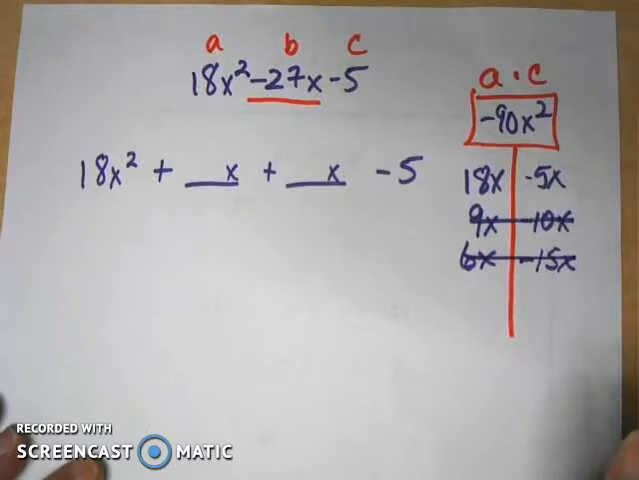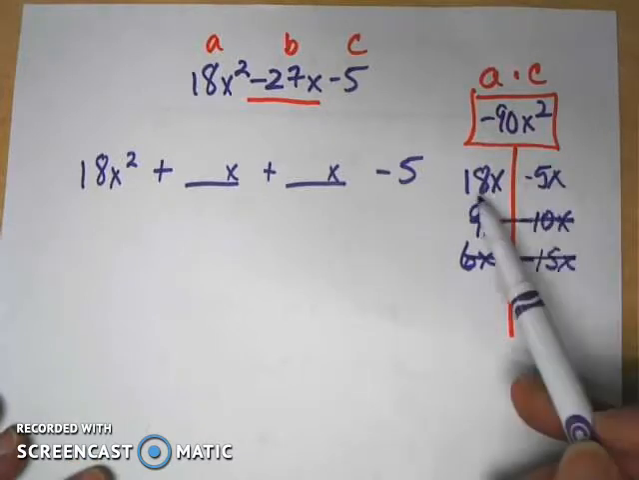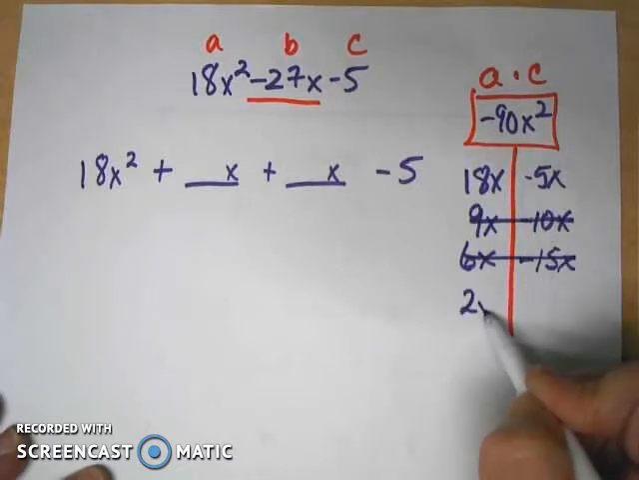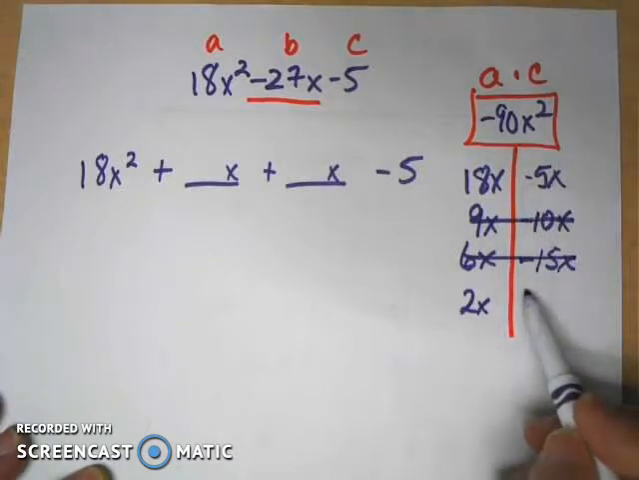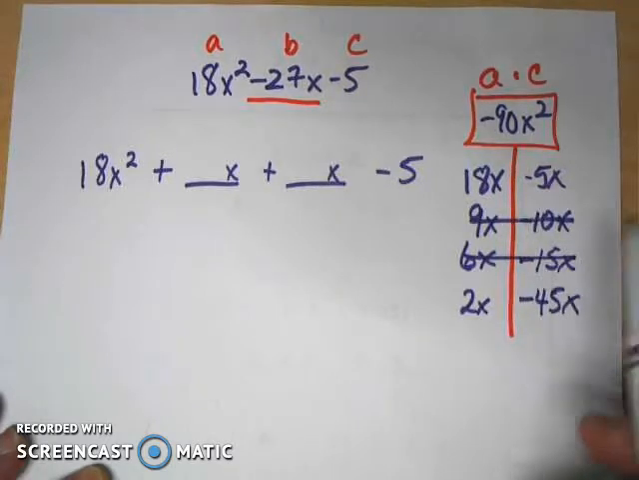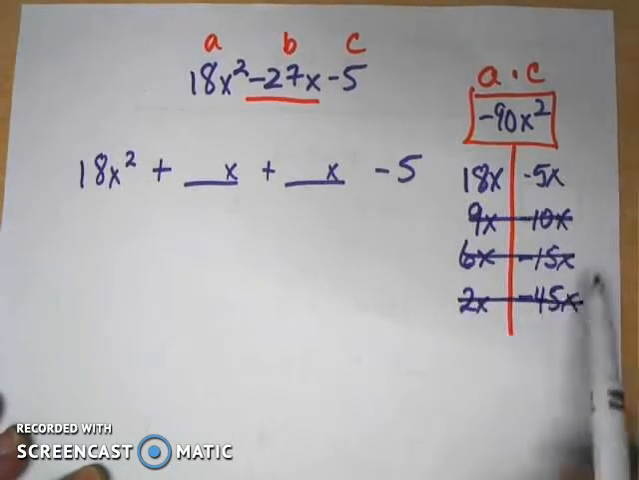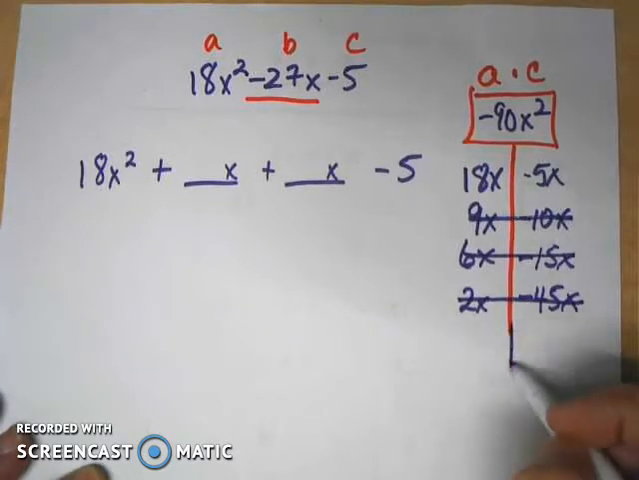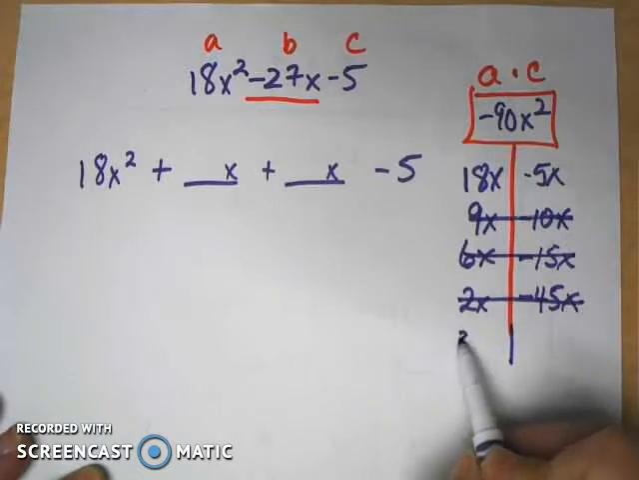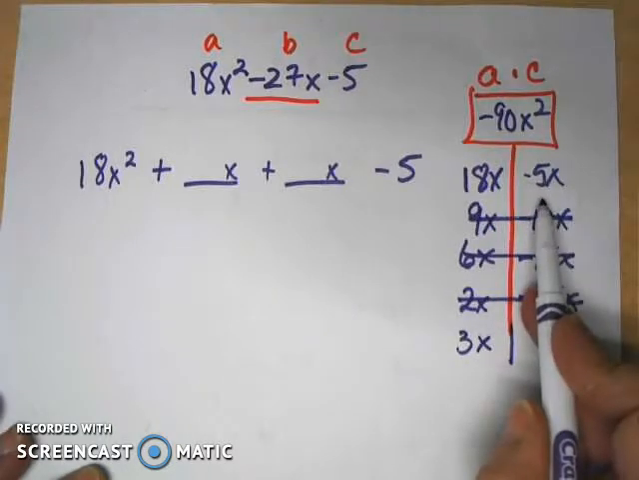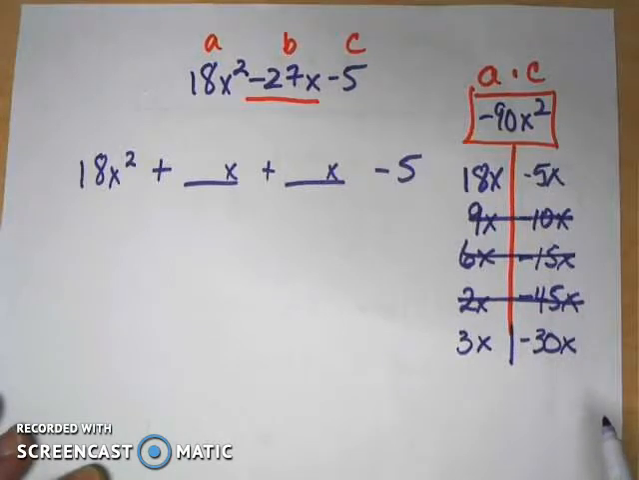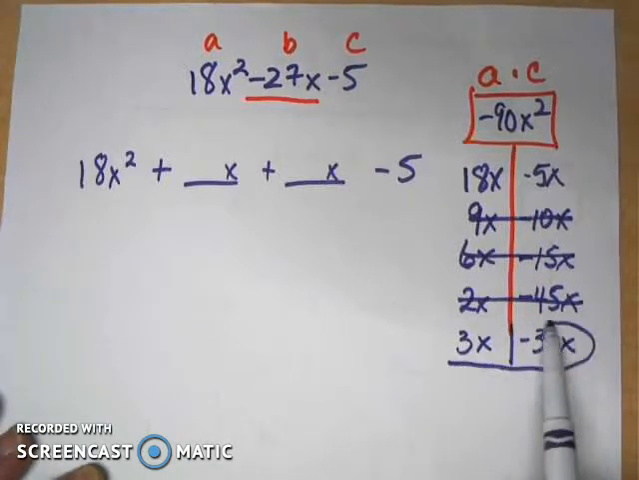So let's try something a little bigger. How about 9? I'm going to divide this by 9, which leaves me with 2x. 9 times negative 5 gives me a negative 45x. Still not there. All right, we're going to try 6. Keep going. So if I divide this by 6, I will have 3x. 6 times negative 5 gives me a negative 30x, and voila, I think I finally got the correct pair.